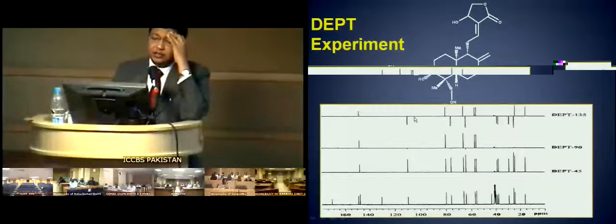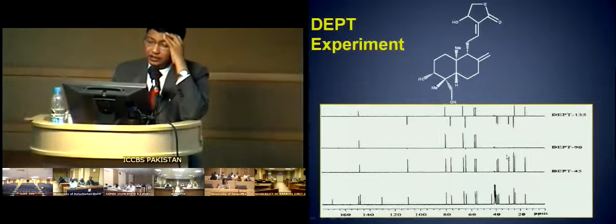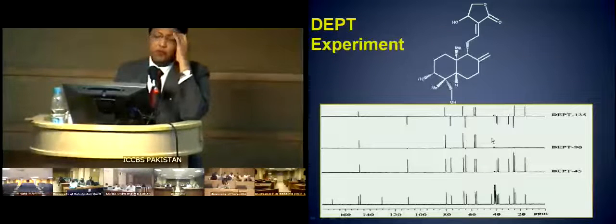So you recognize CH2s. On the other hand, CHs, you go for DEPT 90 CH. 1, 2, 3, 4, 5. Is there any 5 also? 1, 2, 3, 4, and 5.